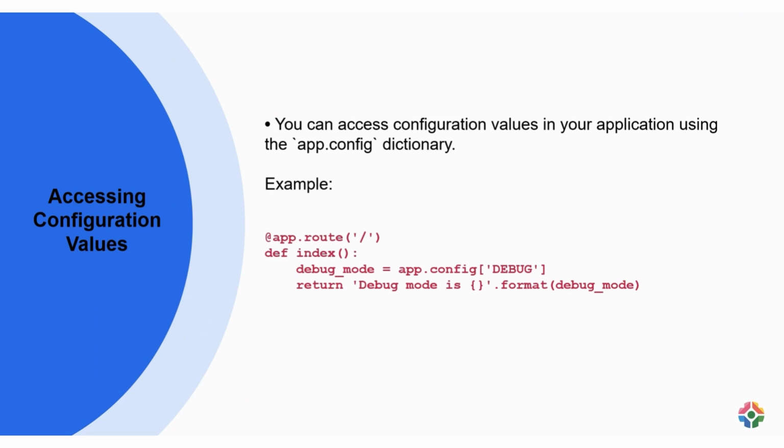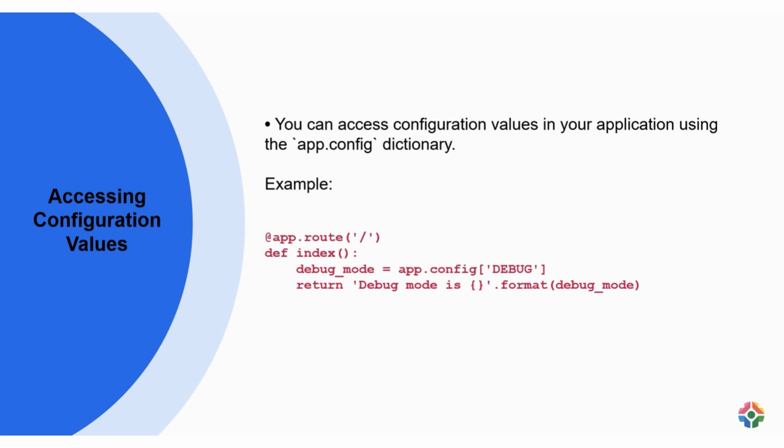To access configuration values in your application, you can utilize the app.config dictionary in Python. This dictionary stores various configuration settings that can be accessed throughout your application code. For example, if you have a configuration setting named DEBUG, you can access its value by using app.config['DEBUG'].